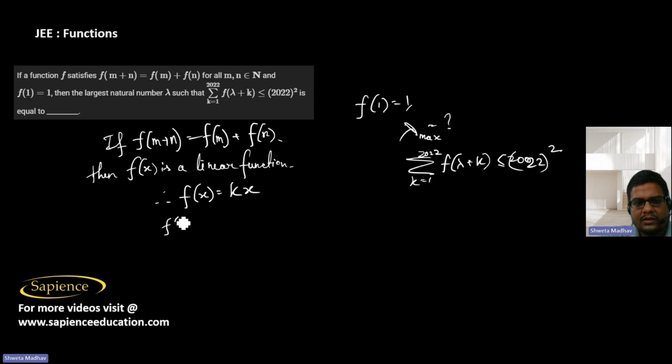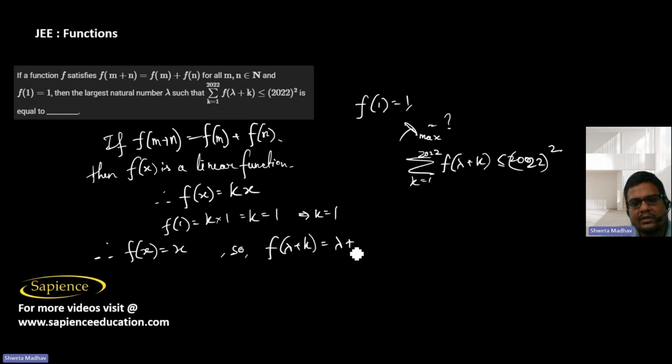Now f of 1 is equal to k into 1, that is k, so that is equal to 1. So it means k should be equal to 1. Therefore f of x is equal to x. So f of lambda plus k will be equal to lambda plus k only. Therefore, the summation of lambda plus k, where k goes from 1 to 2022.